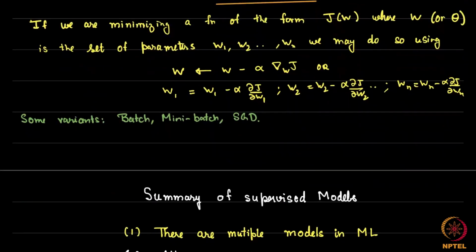Last week, we also saw some variants of this gradient descent: the batch gradient descent, which uses all the data together, mini batch, which uses portions of data, and SGD or stochastic gradient descent, which uses each data point individually.